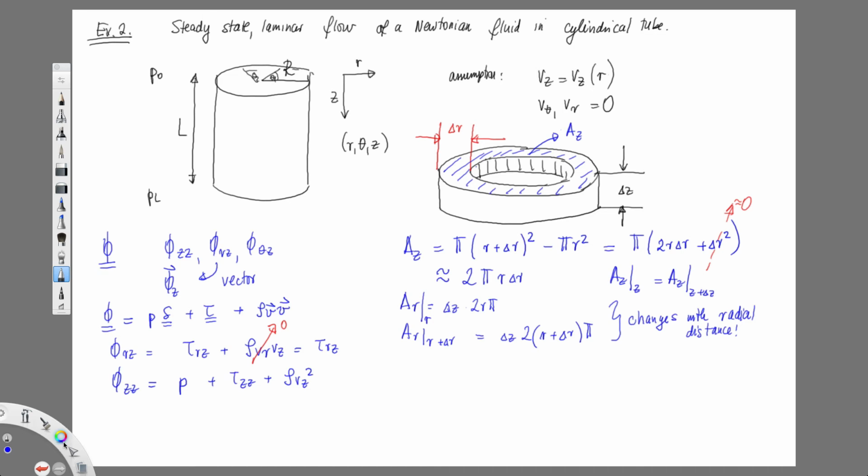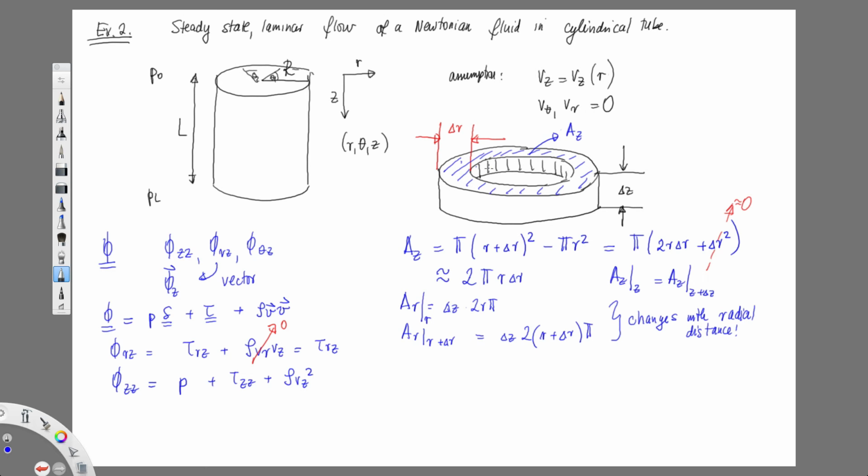So what is my balance? My balance is rate of momentum coming in through the top surface minus rate of momentum coming out through the bottom surface. What's coming in through the top surface? Which momentum describes Z momentum coming in through Z plane? Phi ZZ. And the only thing that I have to do to see how much is coming in, I have to multiply it by area, because shear stress itself is not multiplied by area.